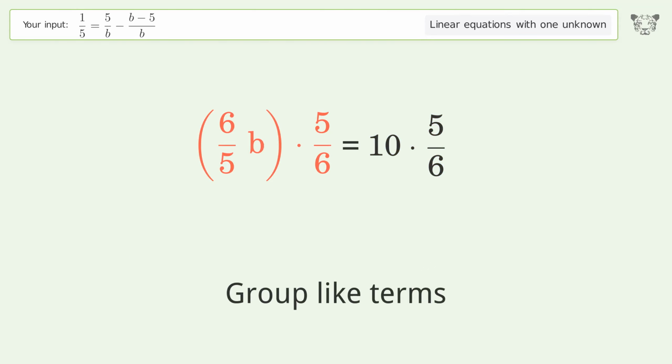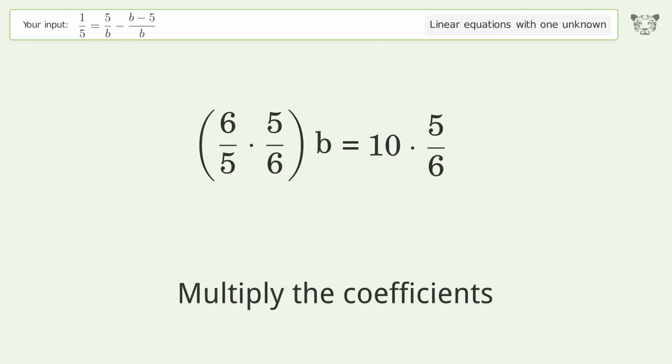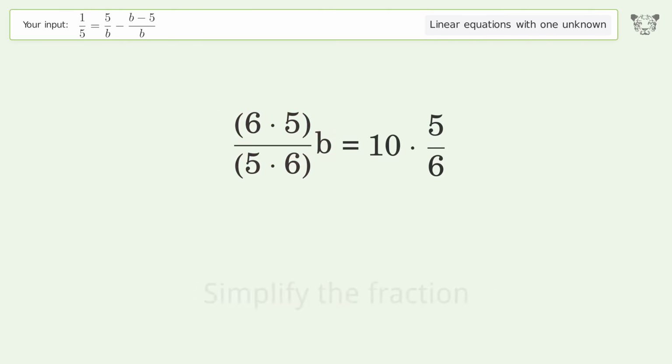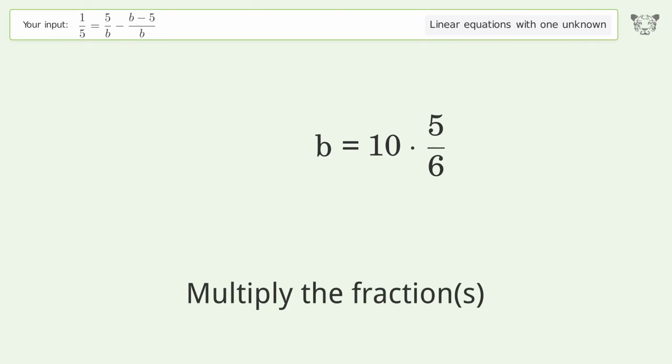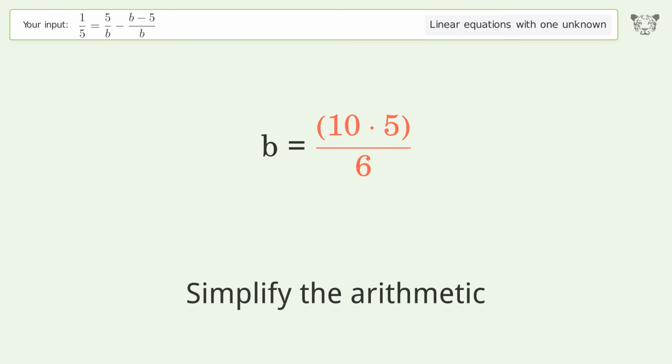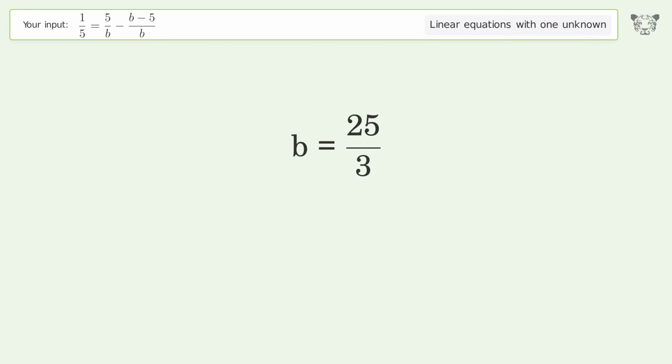Group like terms. Multiply the coefficients. Simplify the fraction. Multiply the fractions. Simplify the arithmetic. And so the final result is b equals 25/3.